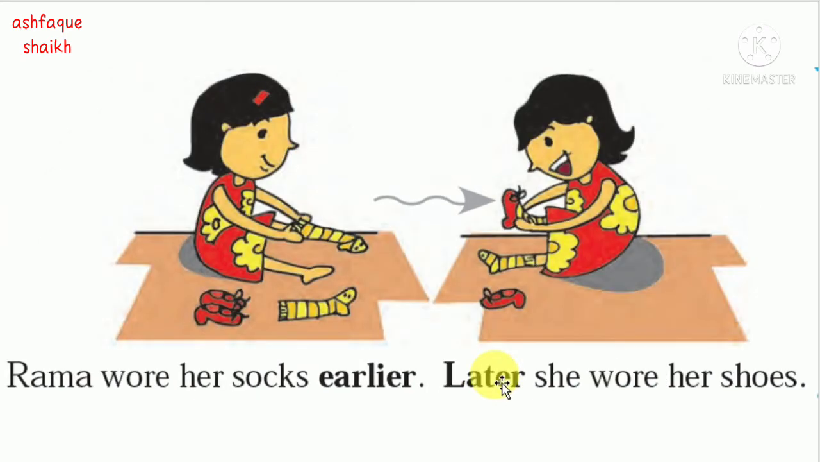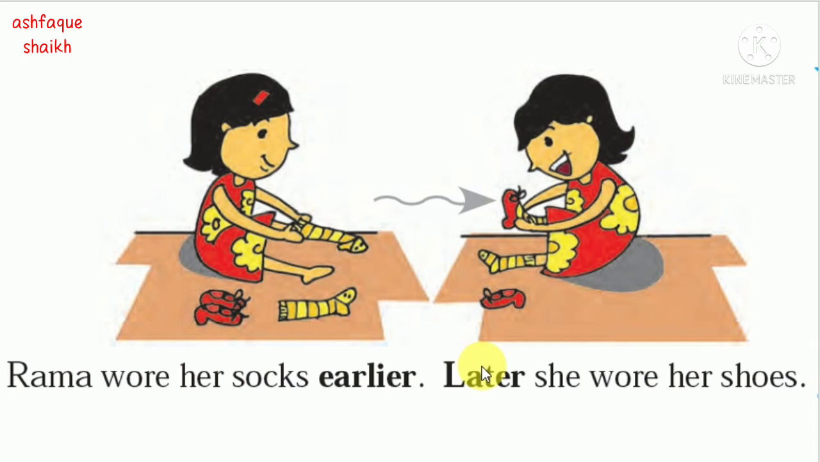Now the next example is, here in this picture you can see two girls sitting. One is wearing socks and another is wearing shoes. So in this first picture, Rama wore her socks earlier and later she wore her shoes. When you are going to school, you wear socks and shoes. So what we do? First we wear socks and then shoes.